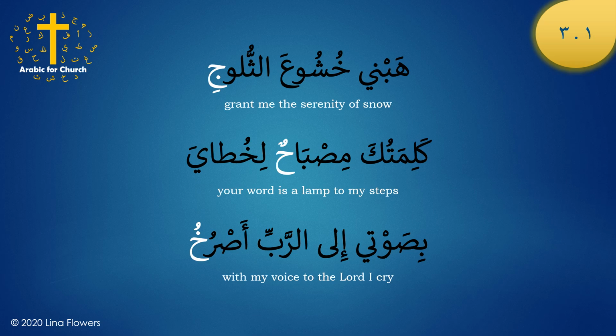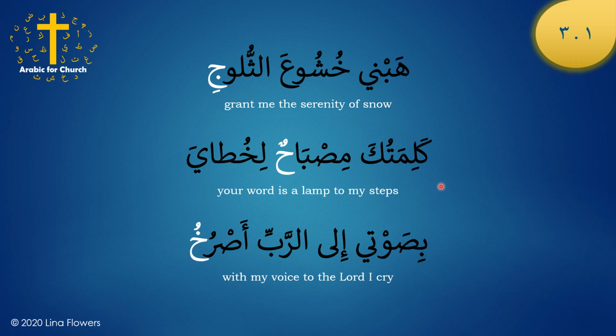You can see the letters jim, ha, kha in 3 phrases from 3 different sources. The first one is from a hymn. It says, "Grant me the serenity of snow. Habni khushu'a thuluji." So this is the sound j or j. So you can say thuluji or thuluji. And this is the letter jim.